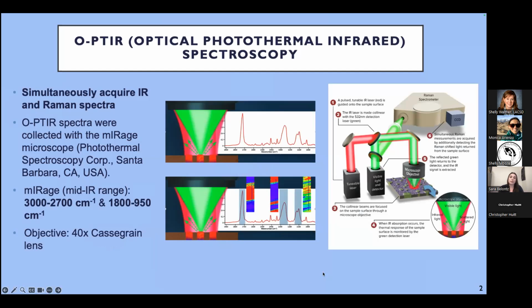So the two spectroscopy techniques that I'm going to be talking about today is OPTIR, also known as optical photothermal infrared spectroscopy. So this is a really interesting technique. One of our collaborators in Santa Barbara analyzed one of our subsample aliquot drops, and we're able to simultaneously acquire infrared and Raman spectra on particles. I can't particularly go into this in too much detail because I'm not an expert myself, but I can absolutely give you information if you'd like to learn more about this.